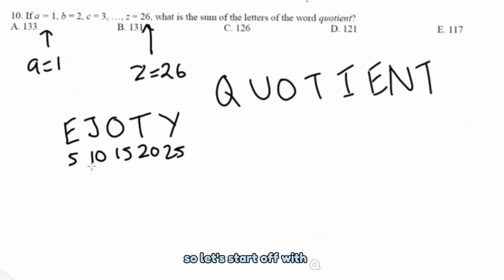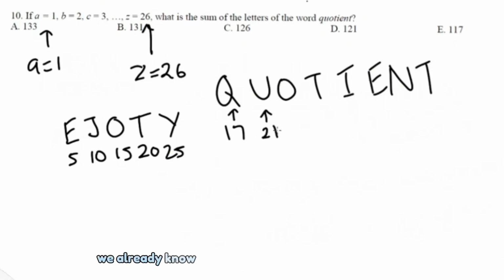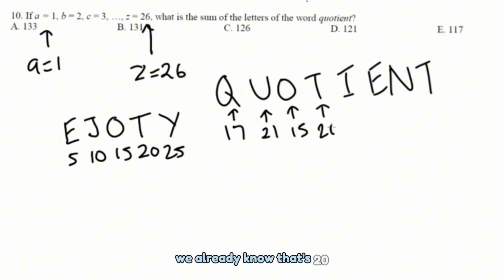So let's start off with Q. Q is 2 letters after O. So that means Q is O plus 2, which is 15 plus 2. So that's 17. Next, U. U is the letter after T, which means U is 20 plus 1, which is 21. Next, O. We already know what O is. That's 15. Same thing with T. We already know that's 20.